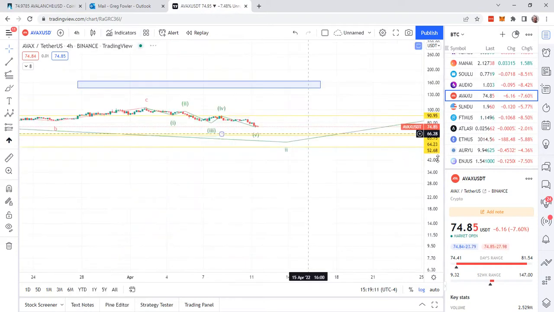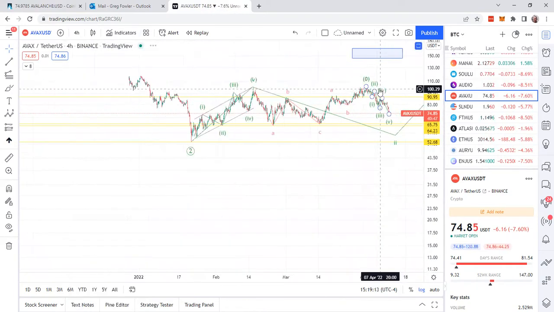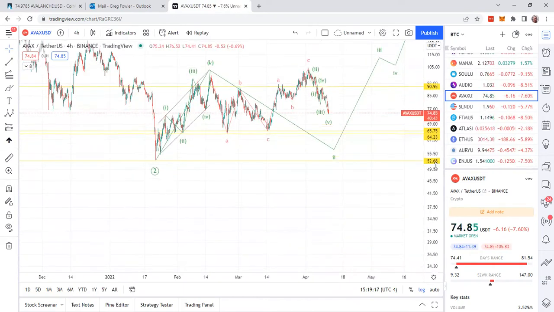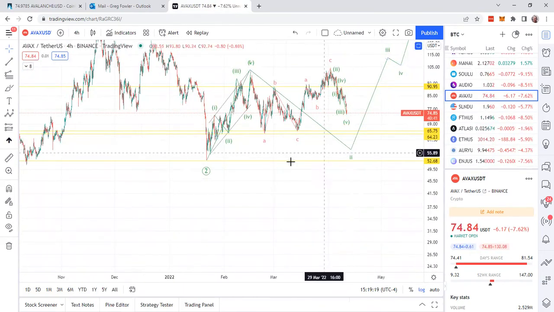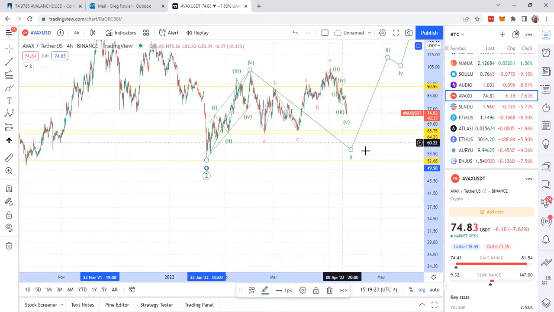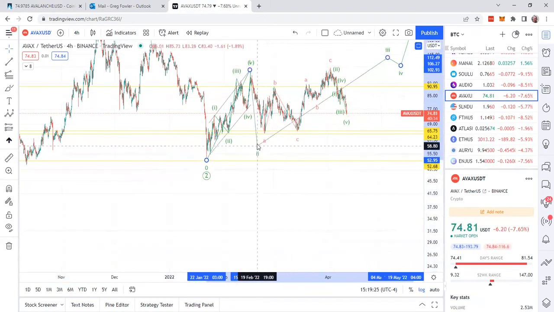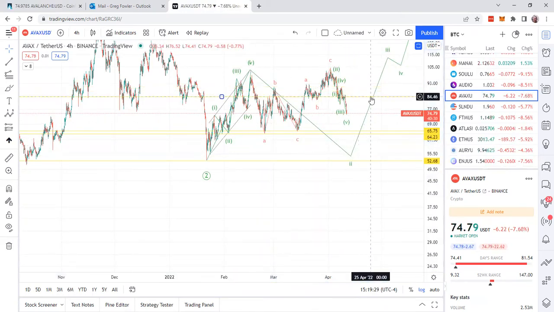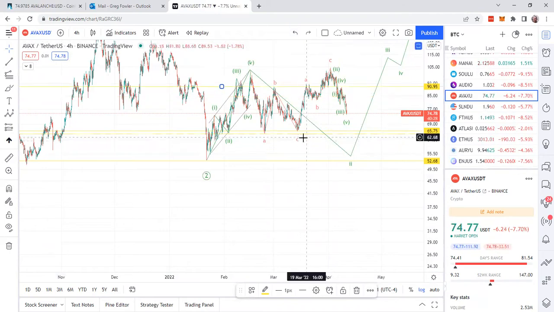Let me go back out to the 4 hour and check this out. Make sure I got this count right. Okay, so we have a second wave that's completed here. So now we did a wave 1, and we got to come up with an area where this wave 2 could be done. Let's see.